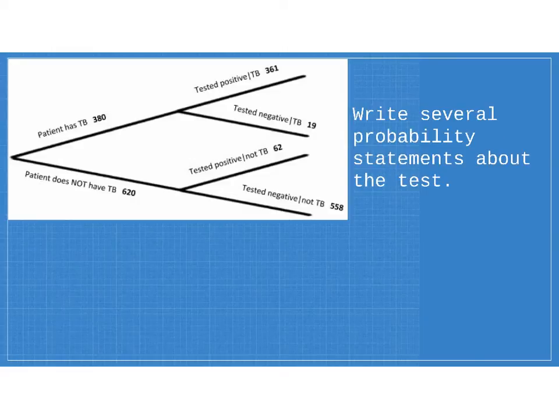All right, so what we have here is this little introduction in your workbook. It says tuberculosis, which is short for TB, can be tested in a variety of ways, including a skin test. If a person has TB antibodies, then they are considered to have TB. Below is a tree diagram representing data based on 1,000 people who have been given a skin test for TB.